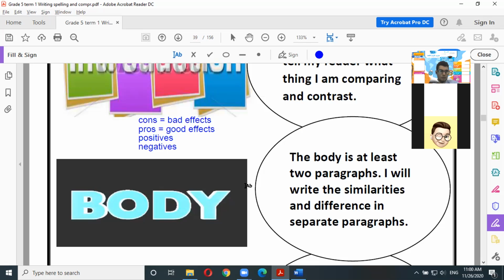I said there is a problem about fast food. Fast food makes you fat. That is a cons, a bad effect. But home food is healthier. Very good. Amazing.